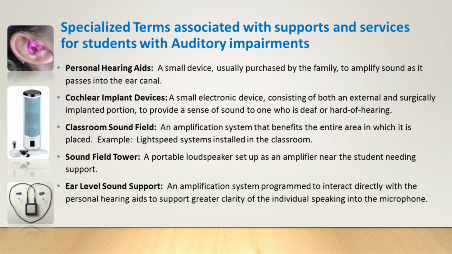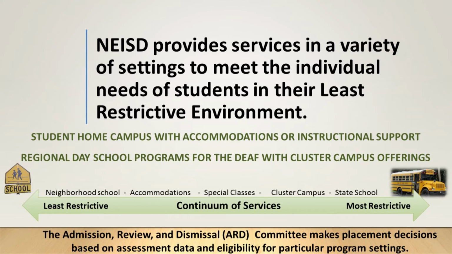These are not the only terms that are used in the discussions about a student who has an auditory impairment, but they're a good place to start in learning the glossary. When making decisions about students who have disabilities, conversations concerning the least restrictive environment are foundational. Requirements in the federal law state that student services, to the extent possible, are alongside their peers and with the general curriculum. For example, participating at one's home campus with accommodations in general education classrooms is a less restrictive environment, whereas placement at the regional cluster campus or even the Texas State School is more restrictive.